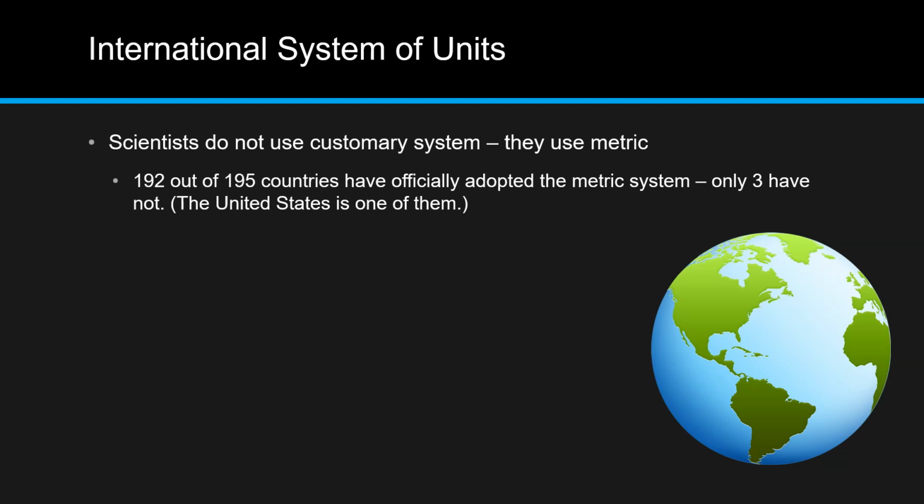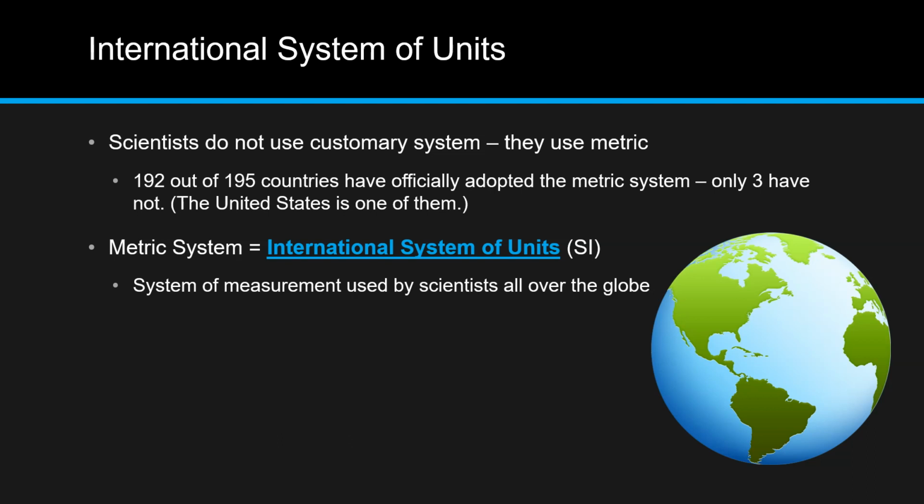So scientists have all agreed to use the same units when describing measurements. Because of this, the metric system is also known as the International System of Units, or SI. It has been adopted by most countries and is used between or among nations, meaning it is internationally used. The International System of Units is the system of measurement used by all scientists over the globe.